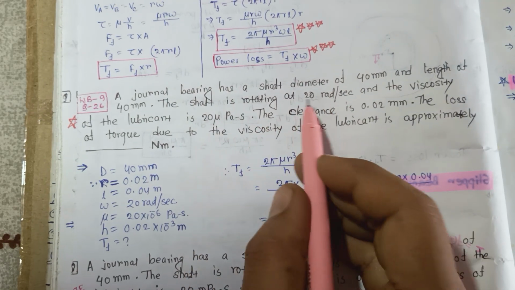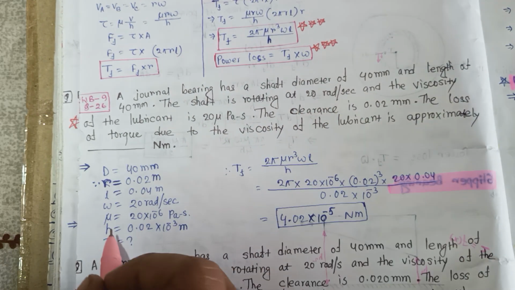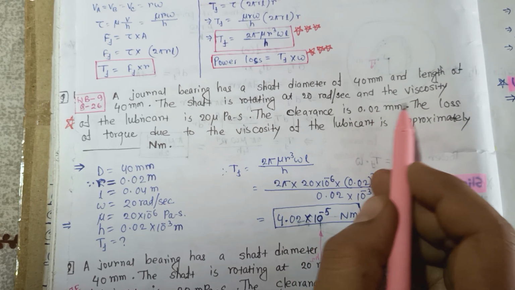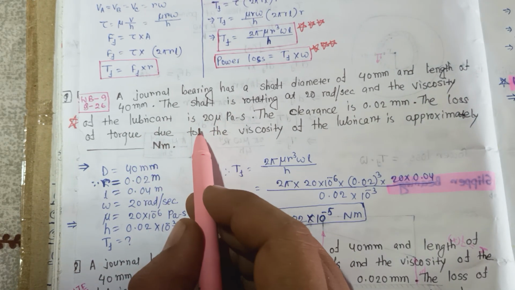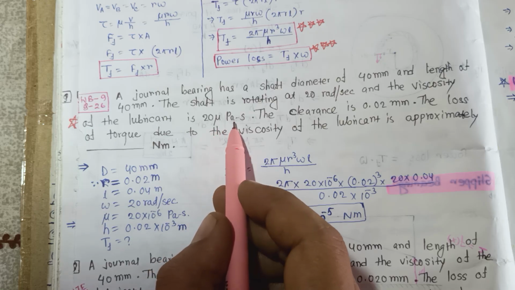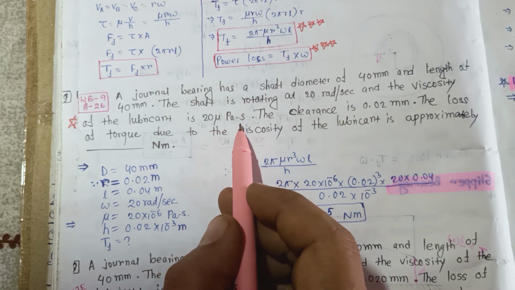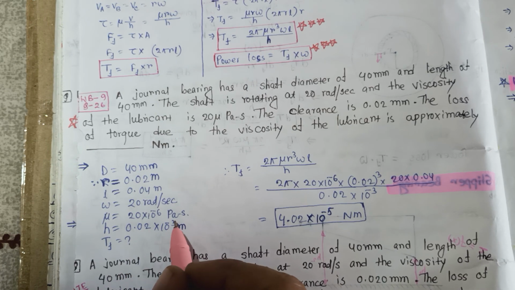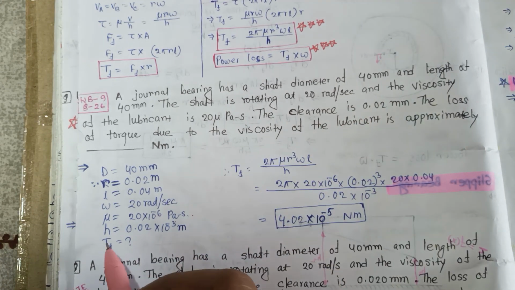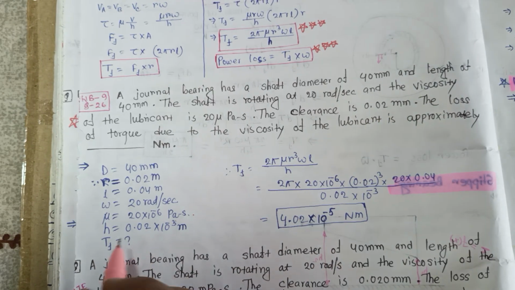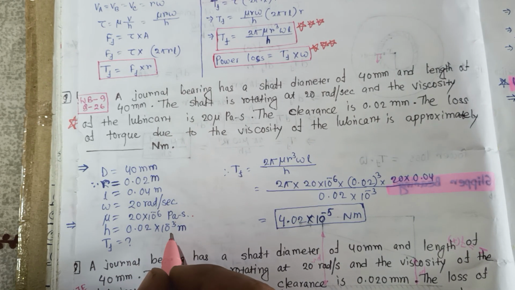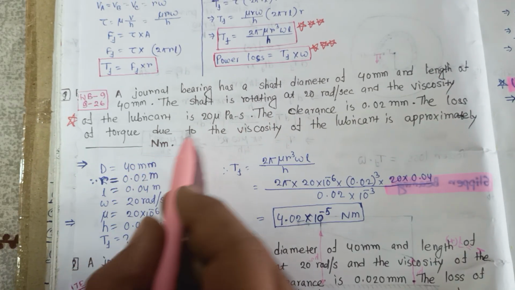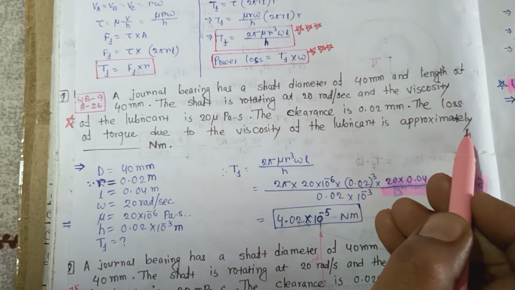The shaft is rotating at 20 radian per second, so omega is 20 radian per second. The viscosity of the lubricant is 20 micro pascal second, so 20 into 10 to the power minus 6 pascal second. The clearance H is also given, that is 0.02 mm, so 0.02 into 10 to the power minus 3 meter. You have to calculate the loss of torque due to viscosity of the lubricant.